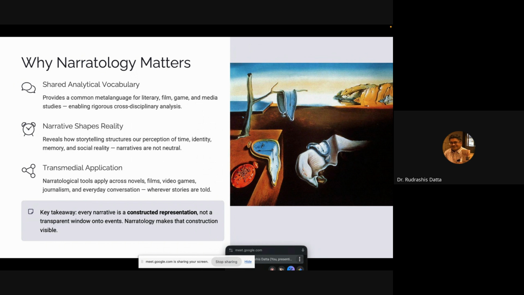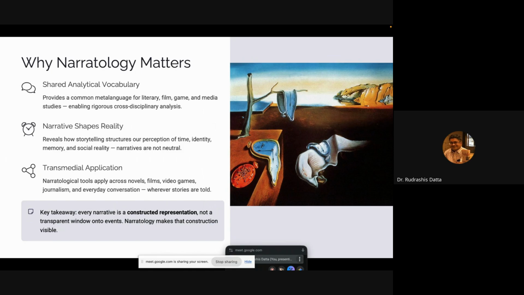If you are having a good experience somewhere, time will tend to flow faster. If you are having a bad experience somewhere, time will tend to flow slower. So it all depends on the context in which you are placed in time, right? So this is the narrative of the painter when he has painted this, right? Therefore, narratology matters today.